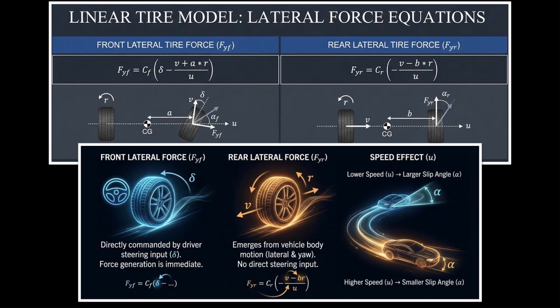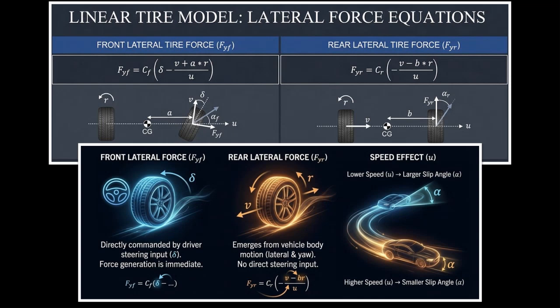A linear tire model is used to describe the lateral forces generated by the tires. The front lateral tire force is given by Fyf equals Cf times (delta minus (v plus a times r) divided by u). The rear lateral tire force is given by Fyr equals Cr times (minus (v minus b times r) divided by u). Here, Cf and Cr are the cornering stiffnesses of the front and rear tires. These equations link the steering angle, vehicle velocities, and yaw rate to the lateral tire forces. The resulting forces are then used in the lateral and yaw equations of motion.